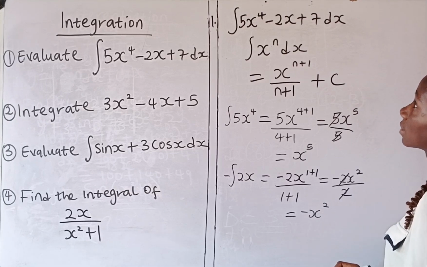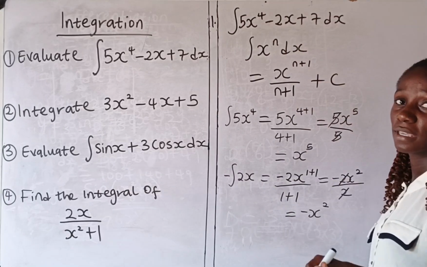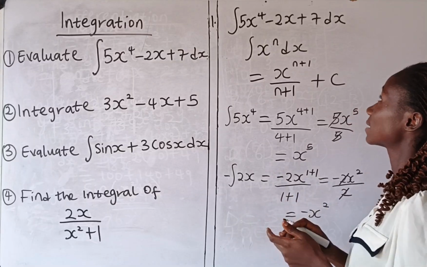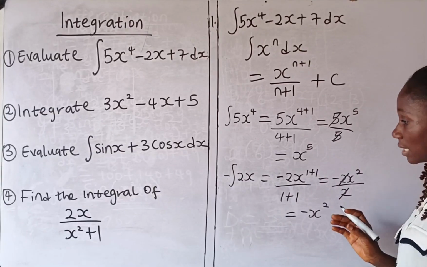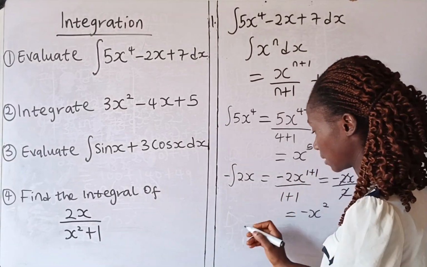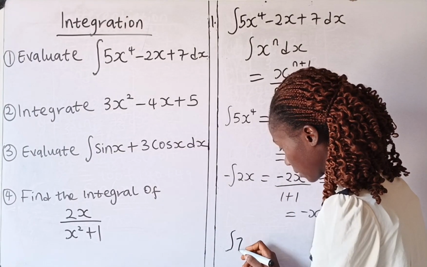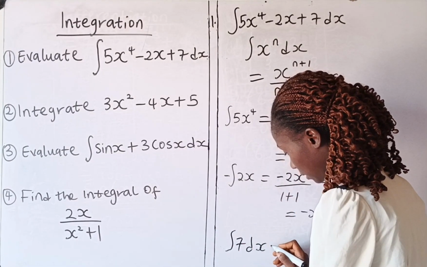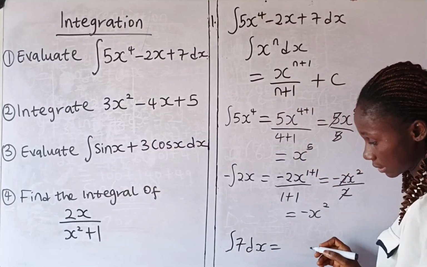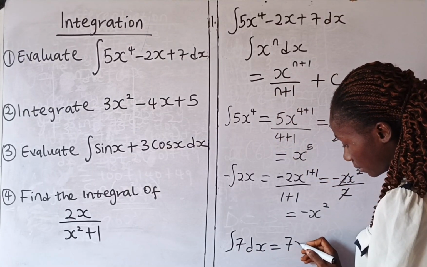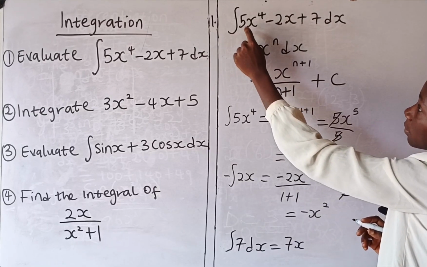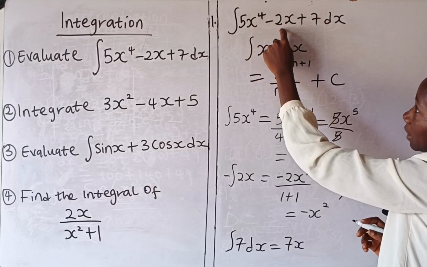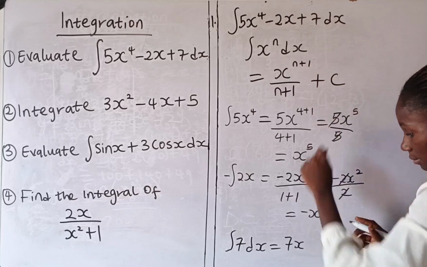Then now, what is the integral of a constant? In differentiation, we can say the derivative of a constant is 0, but integration is a different case. So the integral of a constant in integration is simply this. What we have is the integral of 7. So what are you going to write? 7x.